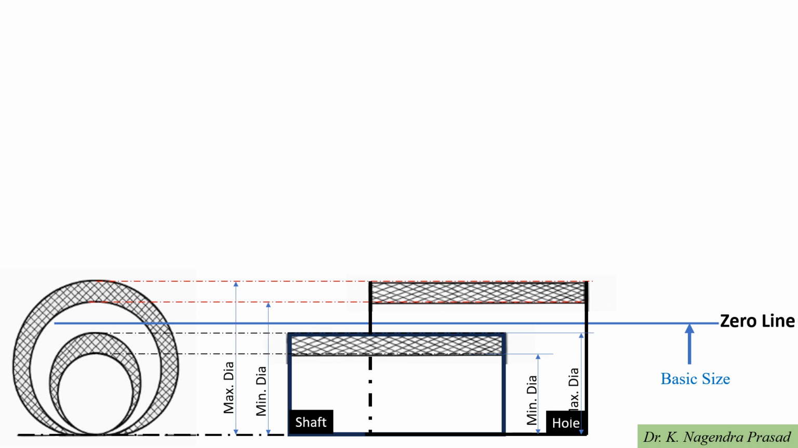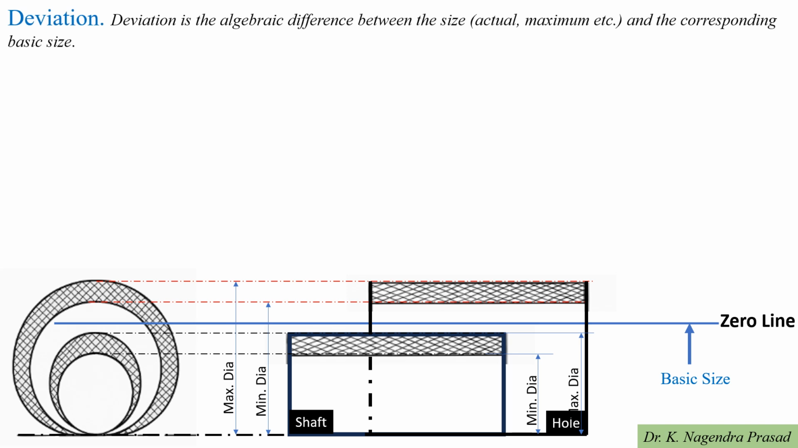So next we have to see the term deviation. Deviation is the algebraic difference between the size and the corresponding basic size. So deviation means the difference between the actual size, it may be the maximum size or maybe the minimum size, with respect to the basic size; we are calling that the deviation.